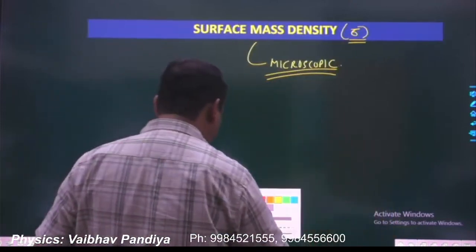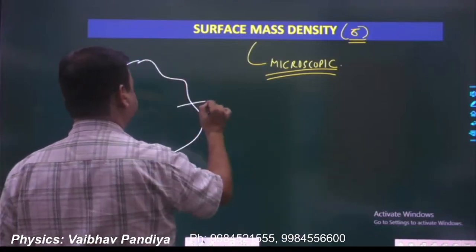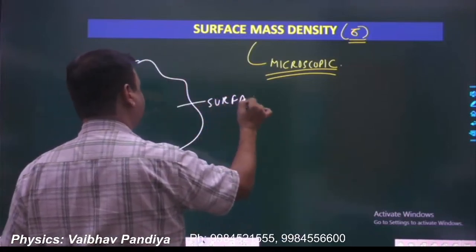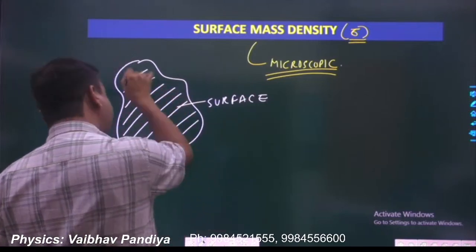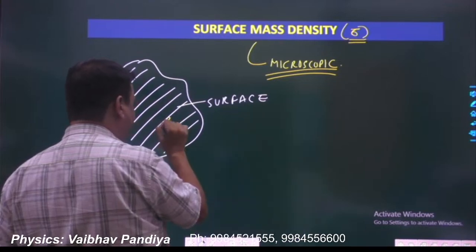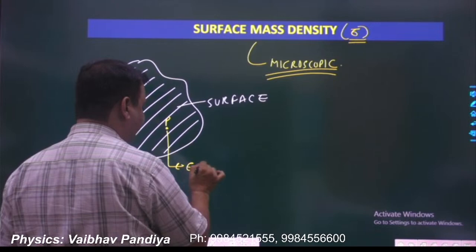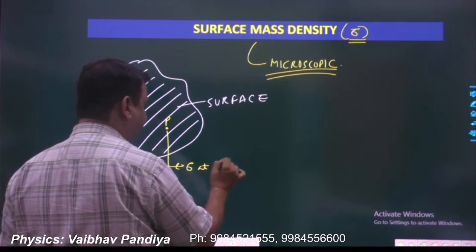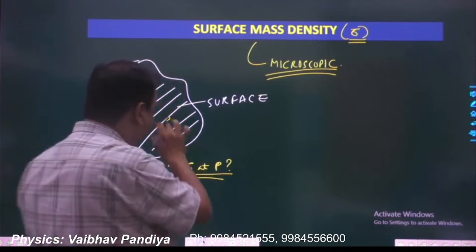So suppose you have some surface. This is some surface, okay? And we have a goal. We need to find the surface mass density at this point, P. Okay, we have to find what will be the value of sigma. Sigma means the surface mass density at a point P. So what you will do, you will take an infinitesimal mass element at P.